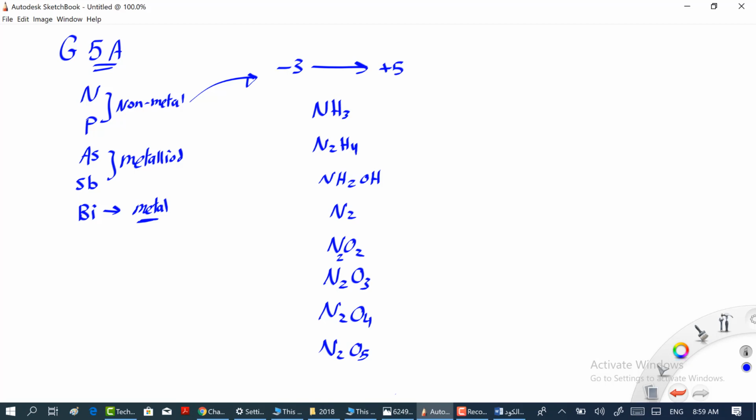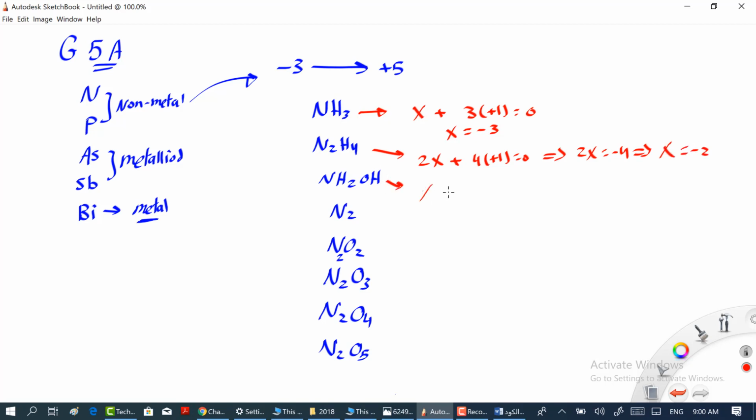N2O2. If we are calculating the oxidation number for the nitrogen in this compound, we'll find X plus 3 multiply positive 1 will be equal 0, so X equal -3. 2X plus 4 multiply positive 1 equal 0, 2X equal -4, X equal -2. X plus 3 multiply positive 1 for the hydrogen, since there are 3 hydrogen atoms, plus -2, X equal 0, so X equal -1.